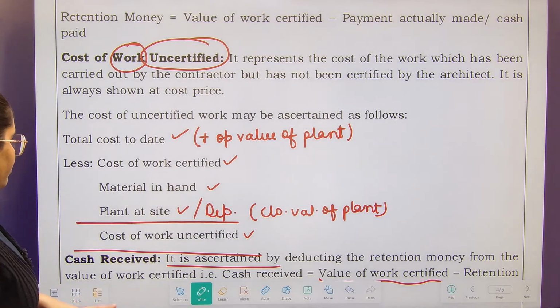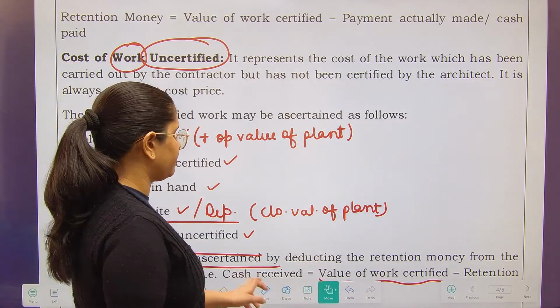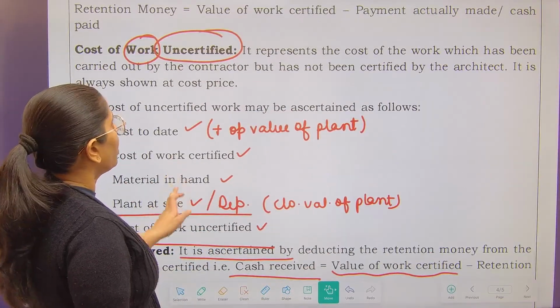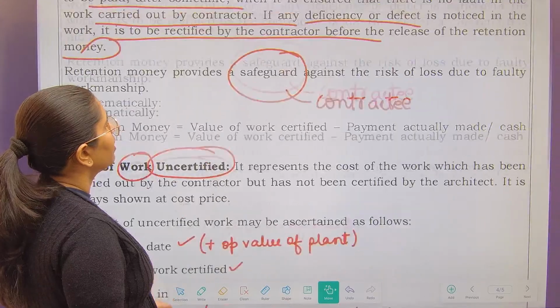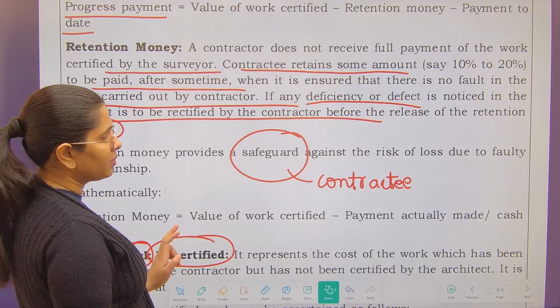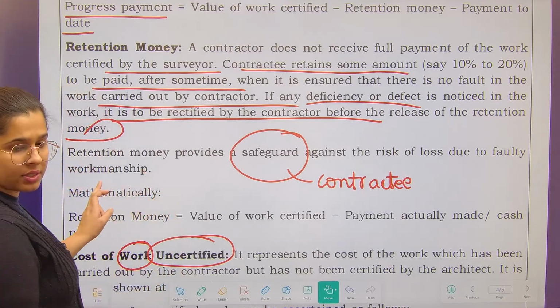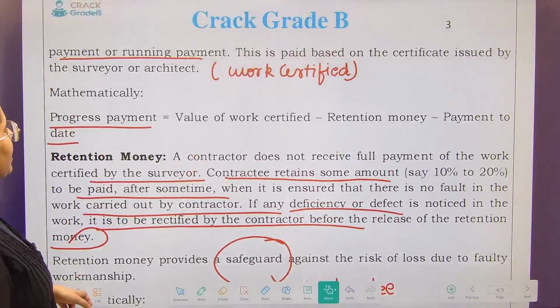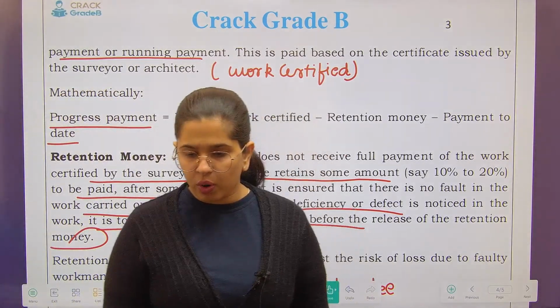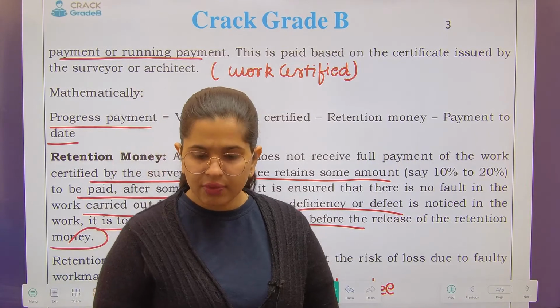What you have to revise: cash received, work uncertified, retention money, right? This is the retention money concept, as well as progress payments, and we have already discussed work certified. So this is it for today's class.